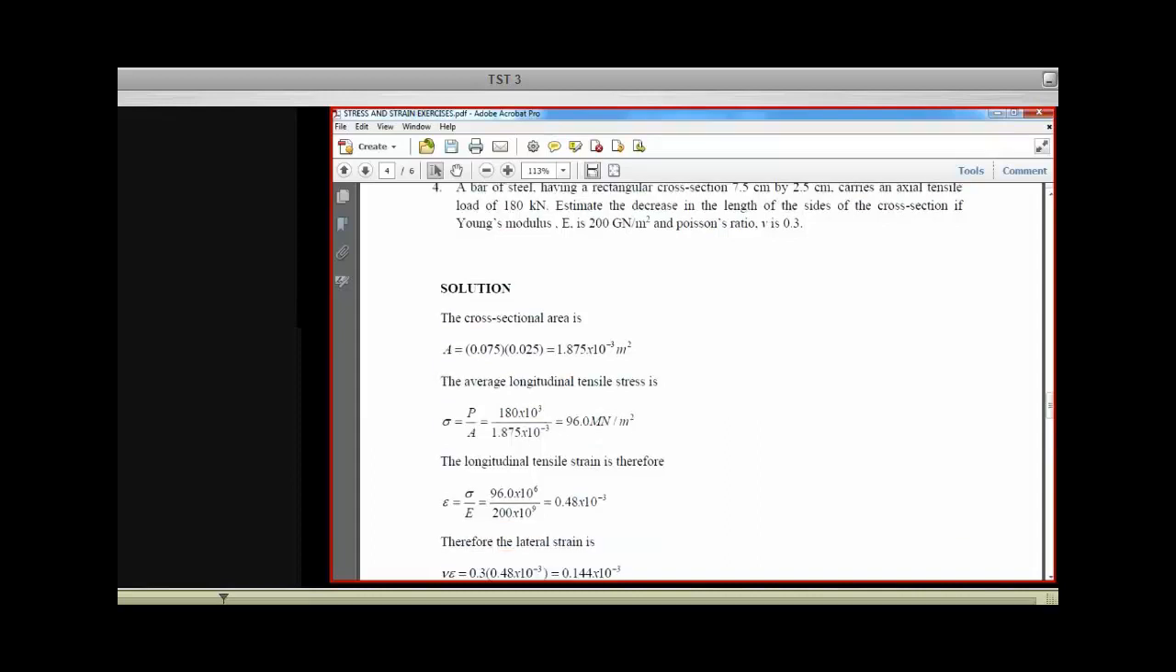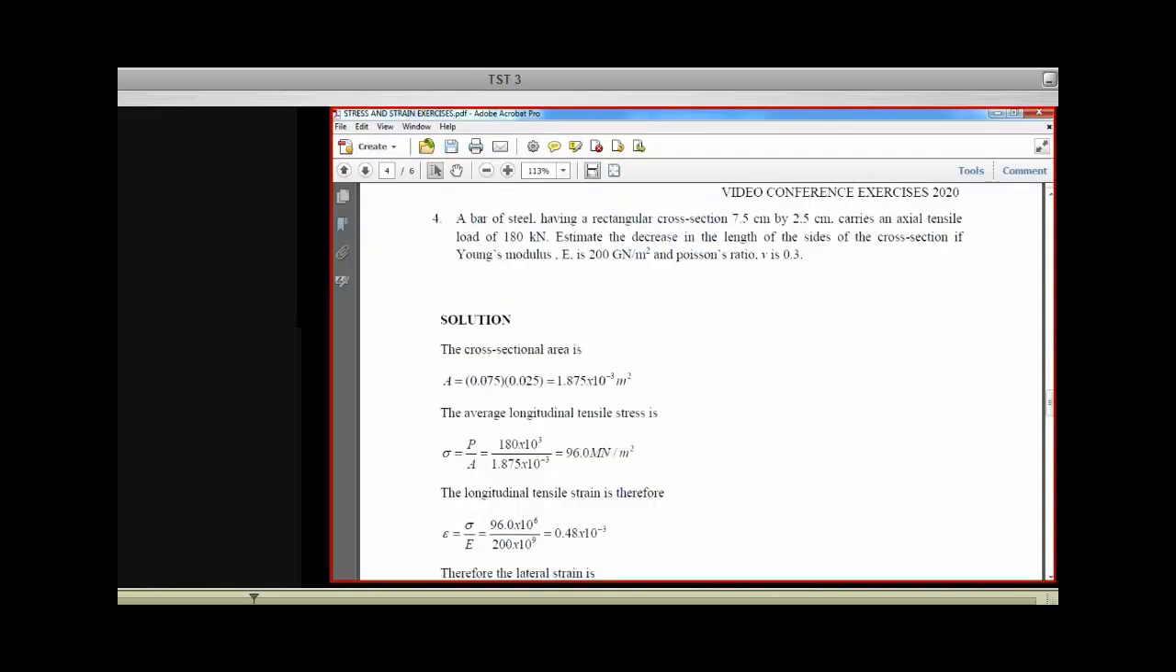So the longitudinal stress is force over area. The total force is given and the area has been calculated, and that gives us the stress. Now, having known the stress, we can easily get the strain. The strain is stress over Young modulus. So we put the values of the stress divided by the Young modulus given, and that gives us the longitudinal strain. Remember that longitudinal strain is a strain along the applied load, so it is in the direction of the applied load. In this case, our interest is to get the decrease in length of the sides. So now we are interested in knowing the lateral strain along those sides, and the Poisson ratio has been given, so it makes it easy.